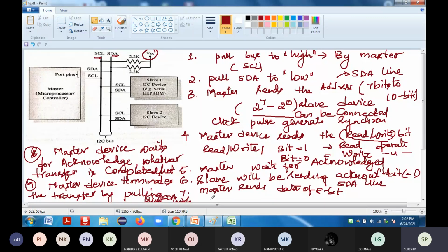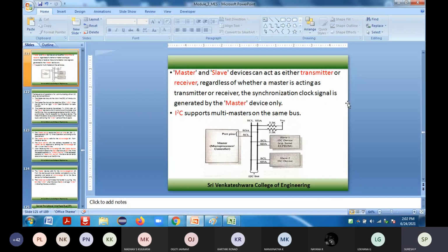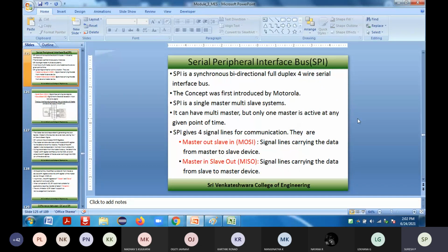The next one will be your SPI bus. The SPI bus is the next one. The SPI bus is a bidirectional, full duplex, 4-wire serial bus.